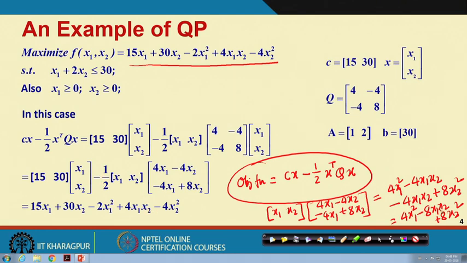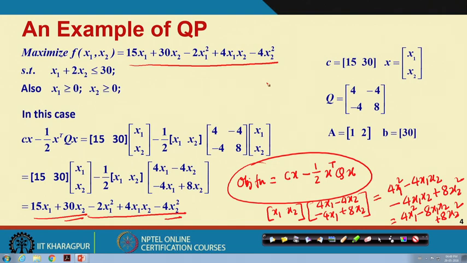So, this minus minus plus, and then minus of this plus. So, minus of 8 half. So, 4. So, this is the term, and then this is our C x term. So, you see that the original function, that is 15 x 1 plus 30 x 2 minus 2 x 1 square plus 4 x 1 x 2 minus 4 x 2 square, can be written in this form.